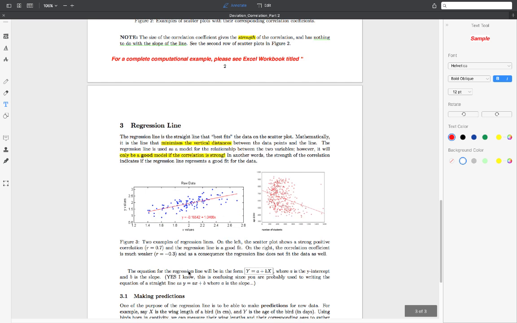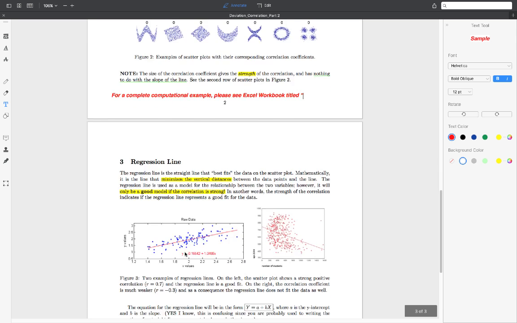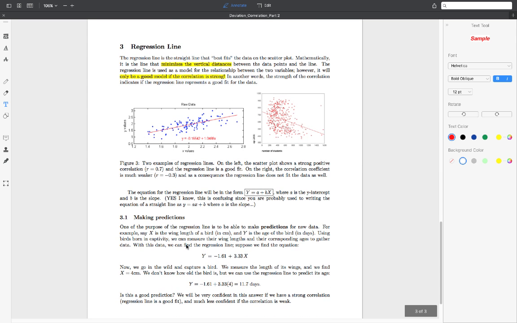The last thing, we've got correlation, this measure of a linear relationship. Once we have correlation, you'll often see a regression line, or a straight line that quote unquote best fits the data, the line of best fit. Mathematically speaking, this is the line that minimizes the vertical distance between the data points and the line. Of all the data points, adding up the vertical distance between them and the line, it's the line that minimizes that total distance.